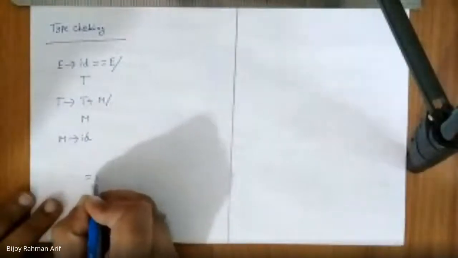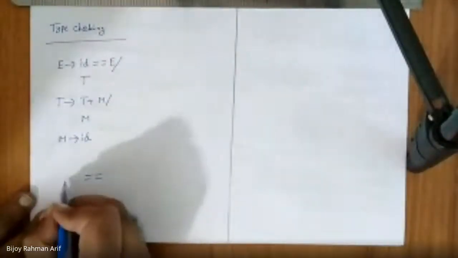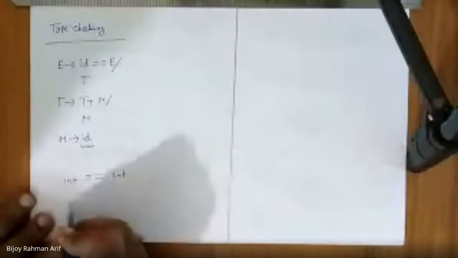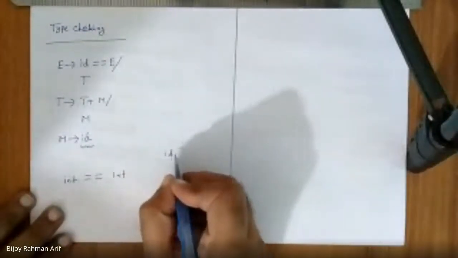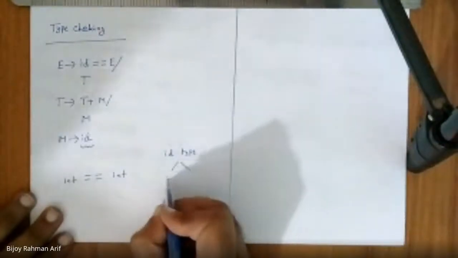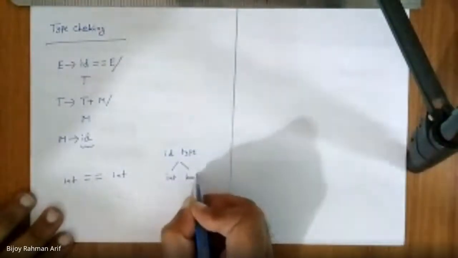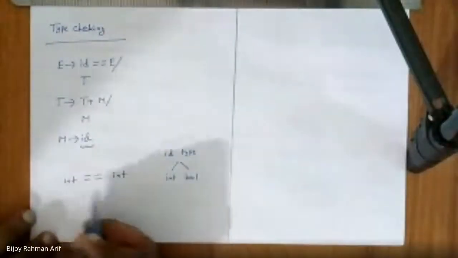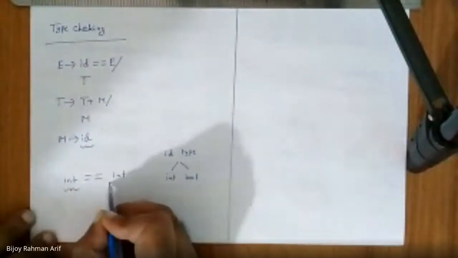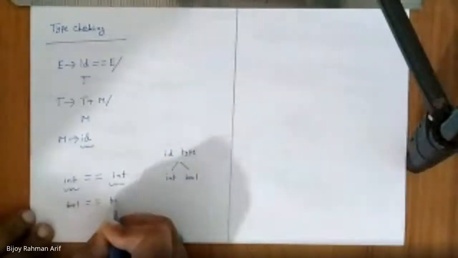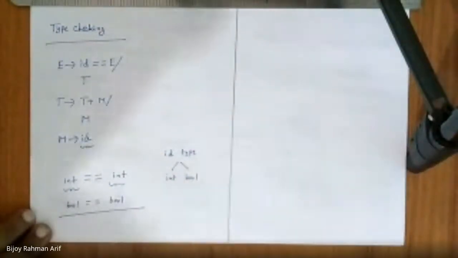When you check this one, left side should be integer, right side would be integer. Am I right? Yes, sir. Let's assume that ID type can be only two types, integer or bool. So when left side is integer and right side is integer, it is a valid equality, or left side is bool and right side is a bool, it is a valid equality. Am I right? Yes, sir.